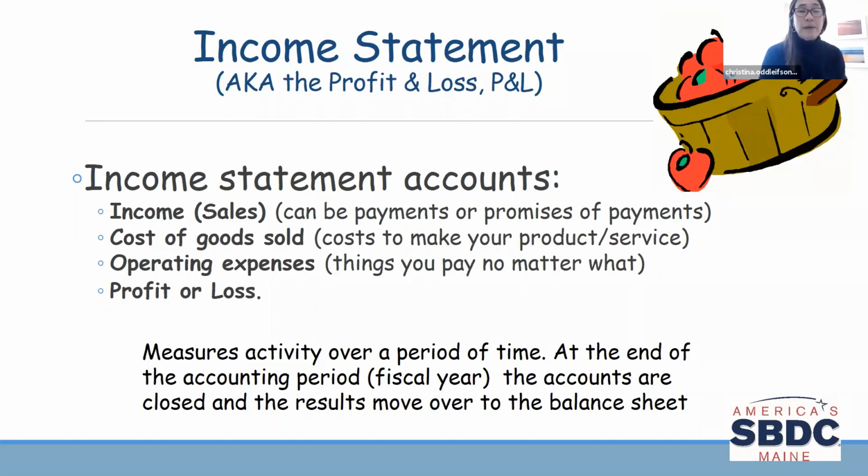The thing to understand about the income statement is it's measuring activity over a period of time. At the end of an accounting period, a fiscal year, the accounts on an income statement, so the chart of accounts that get reflected on an income statement, get closed out, they get zeroed out, and then you start again the next year. The result of the activity moves over to the balance sheet. So we're going to look at that.